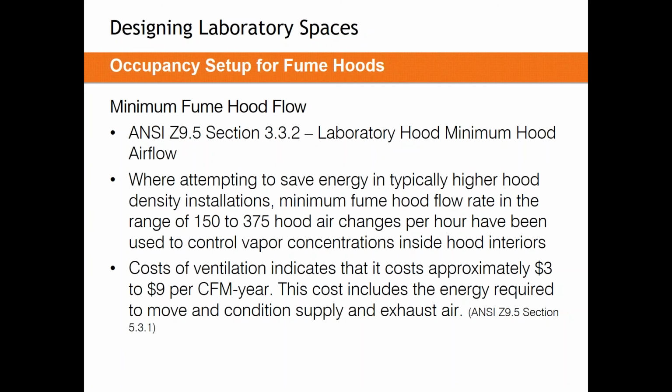ANSI Z9.5 gives us a good estimate and a good range. What it states is that the minimum fume hood flow rate should be in the range of 150 to 375 fume hood air changes per hour. To estimate that for you, a standard 4-foot hood takes about 80 to 90 CFM if it's going to use 150 fume hood air changes per hour. Now, we still need to make sure that we're containing all that chemical when the hood's closed, but if you are, you should drive closer and closer to that 150 fume hood air changes per hour.